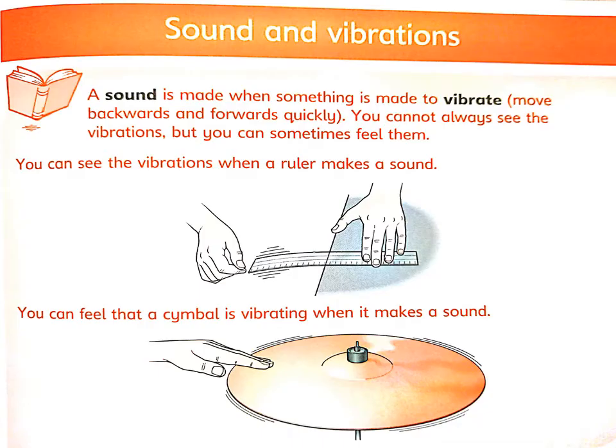Let's start with sound and vibration. You remember that sound is made when an object vibrates, and vibration means moving backwards and forwards quickly. Some vibrations we can see, like the ruler, and some vibrations we can only feel, like the tuning fork.